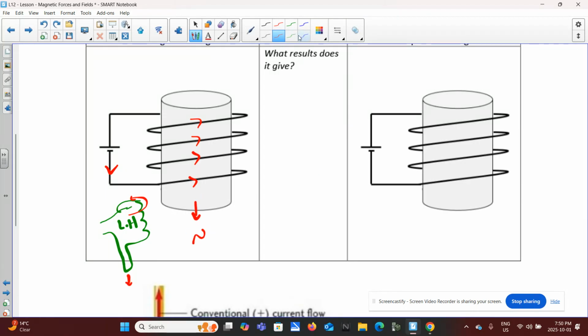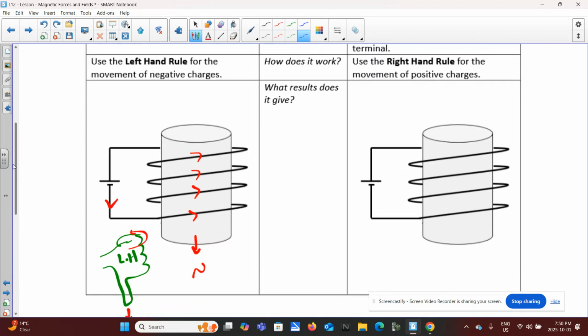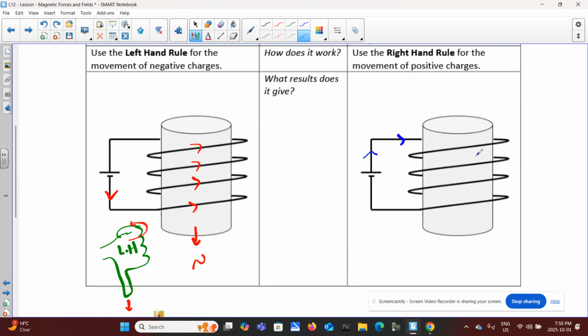Fantastic. Now, conventional current, also known as wrong. My current comes out of the positive terminal. Not right. But then I need to use my right-hand rule. So I need to take my right hand and do that. I'm going to have my thumb going down, and my bumpy fingers are going to wrap around like that. So once again, I've got my current going in that direction and my thumb pointing down, and we get the exact same result. So conventional current works, but it's not something you're going to see on diploma.